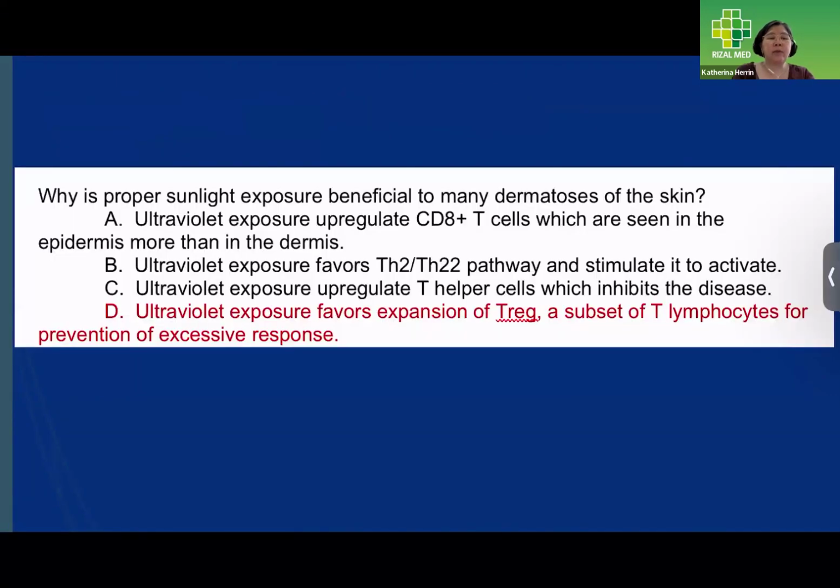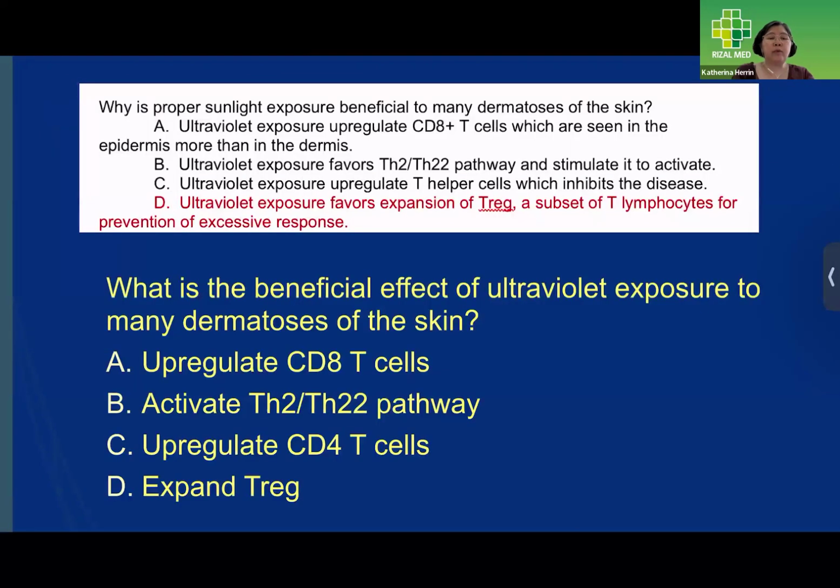In this example, the question is why is proper sunlight exposure beneficial to many dermatoses of the skin? The question itself, without choices, can have all sorts of answers. And then we see in the choices that ultraviolet exposure is in all of them. So we can improve on this question by putting ultraviolet exposure in the stem.